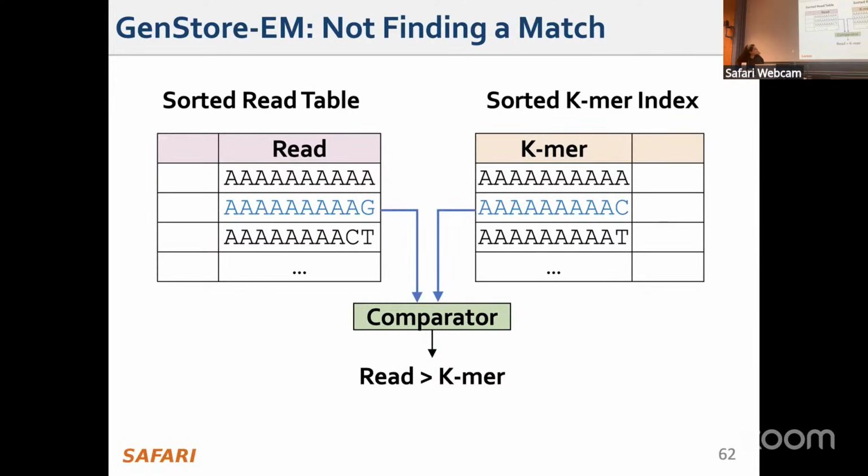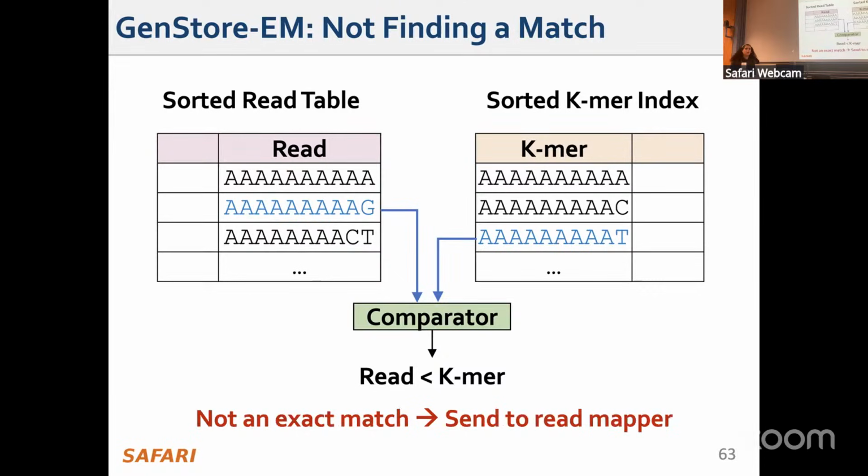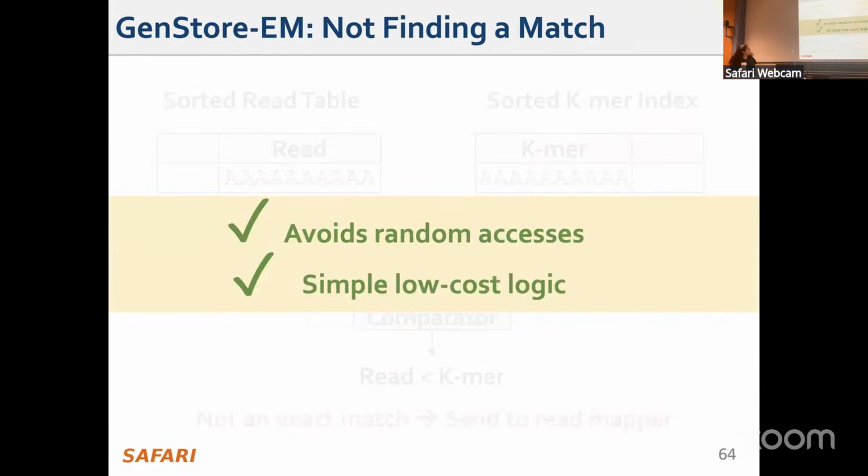The read is bigger than the k-mer, so we might need to check the next k-mer. Now this k-mer is already bigger than the read. So the read didn't match anything, and it needs to go to the read mapper to do the full job. Now we go analyze the next read. So we avoided random accesses and we had simple, low-cost logic. Everyone is happy. What do you think the problem is?